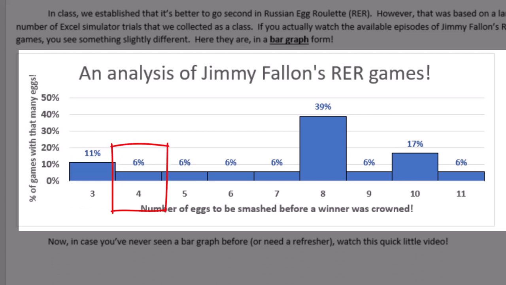6% of the time, it took 4 eggs. 6% of the time, it took 5, and so forth and so on. There's a very interesting kind of outlier at 8 eggs. I use the word outlier. We'll get back to that in this class later on. But there's that weird little spike at 39% right there. So that's the vertical axis.